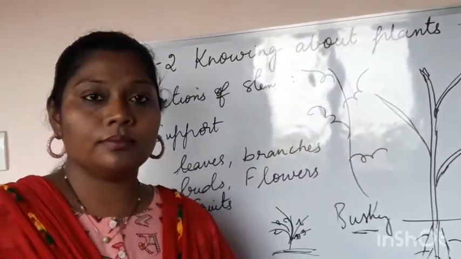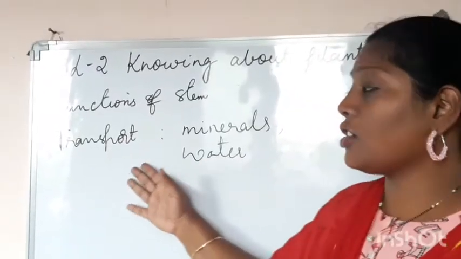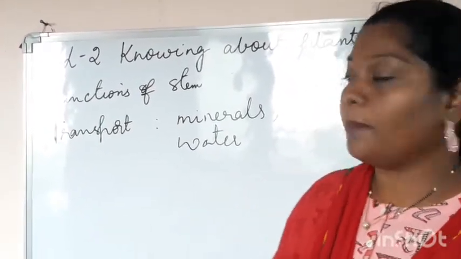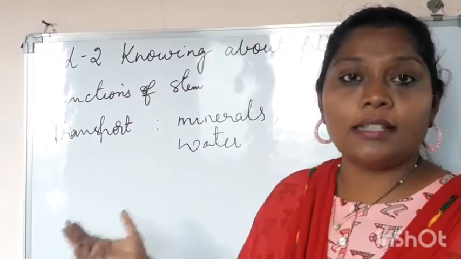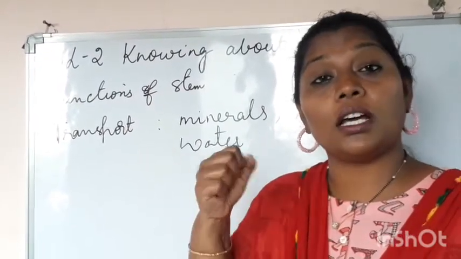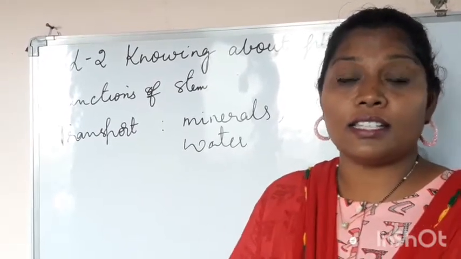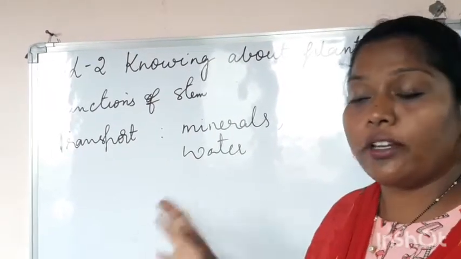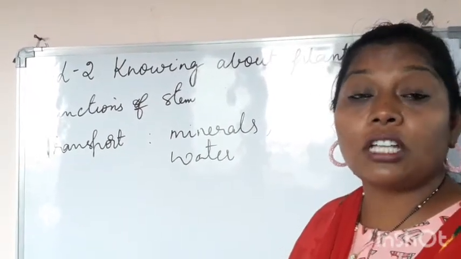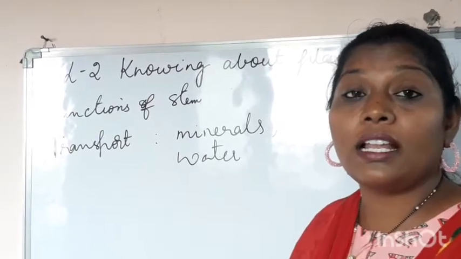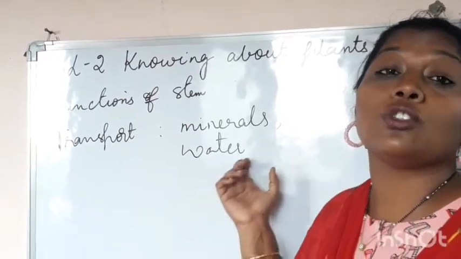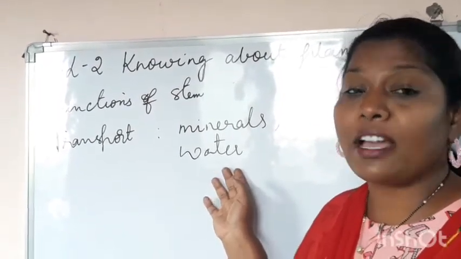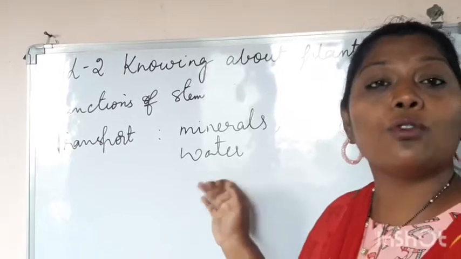Okay, children. The next function of the stem is transport. So what is this transport? As we know, the roots absorb the water and minerals from the soil. The minerals and the water absorbed from the soil have to be transported to the leaves. Why? Because the leaves are the food factories of the plants, where the food is prepared.